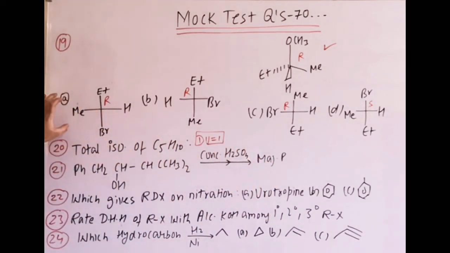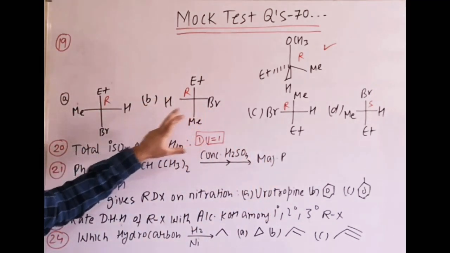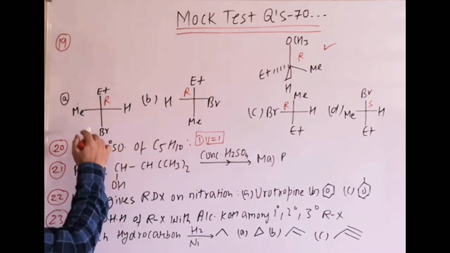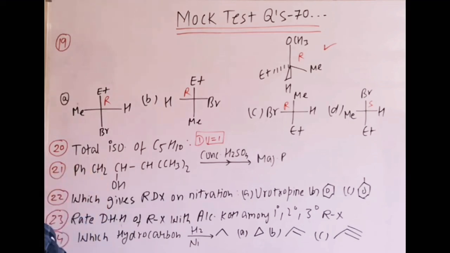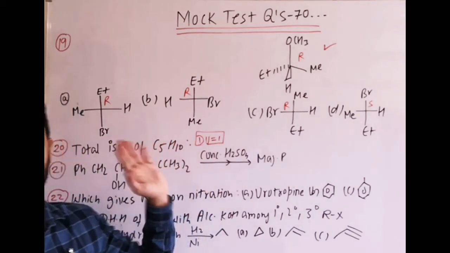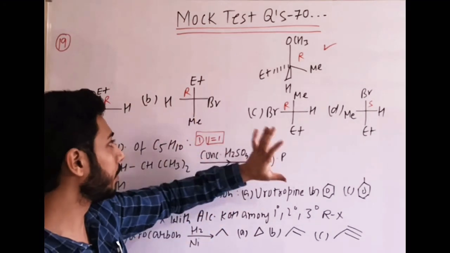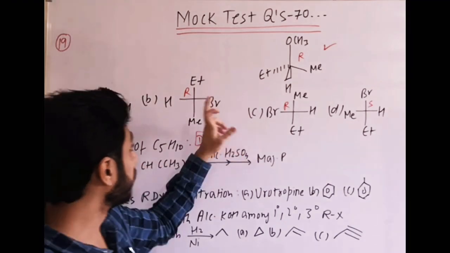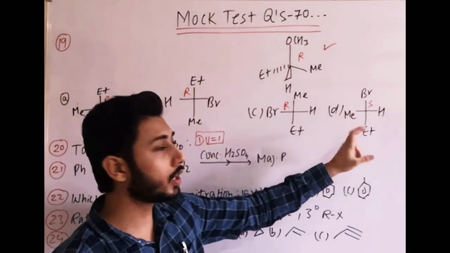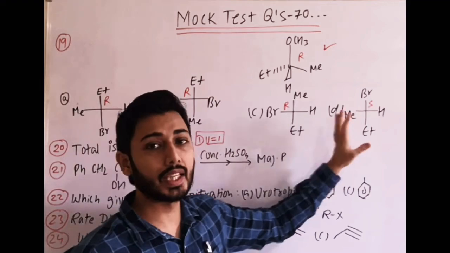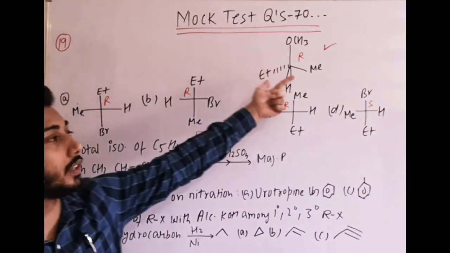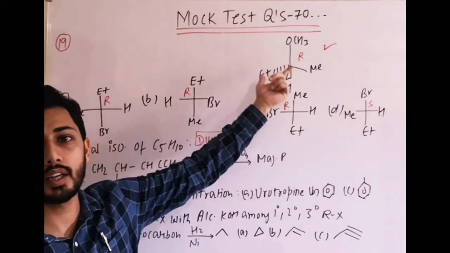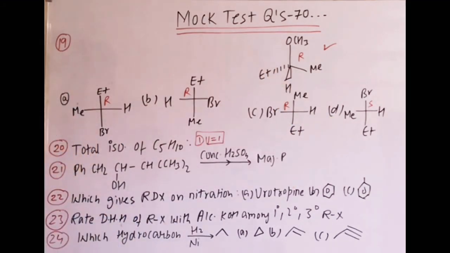So you can find out for all the options what their configuration is. By CIP rule 1, 2, 3, that means R. I am not detailing how, because it is part of optical isomerism, a class 11 topic where you can find that. Similarly, B is R, C is R, but only one option, D, is S. If you consider this as the reactant, you will get this as the product. S to R configuration shifting takes place.